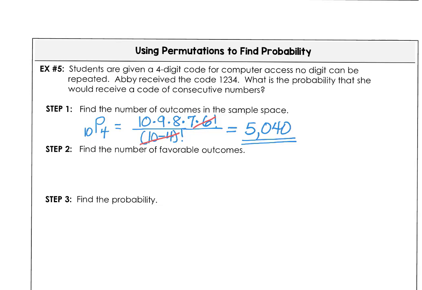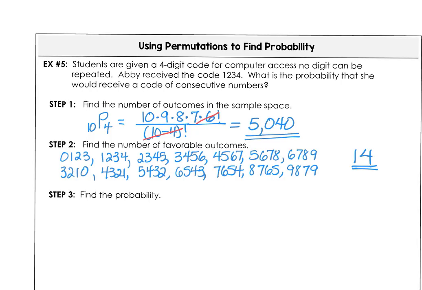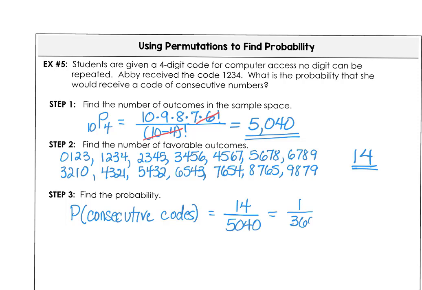And we want to find the number of favorable outcomes. So let's say that we write those down. I would recommend you turn off the video and see how many you can find. And it seems like I found 14 consecutive 4-digit codes. So if we want to find the probability of getting consecutive codes, then that would be 14 for our favorable outcome out of a total of 5,040 possibilities, and that becomes 1 in 360.